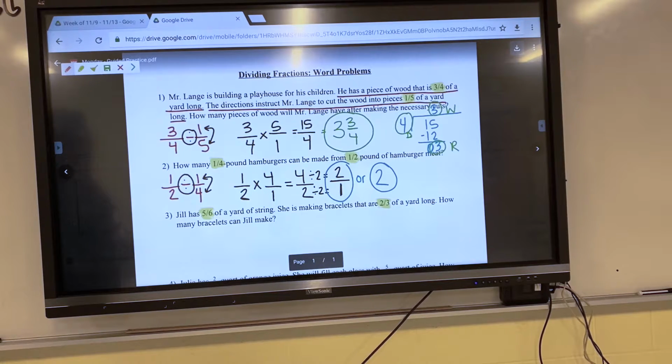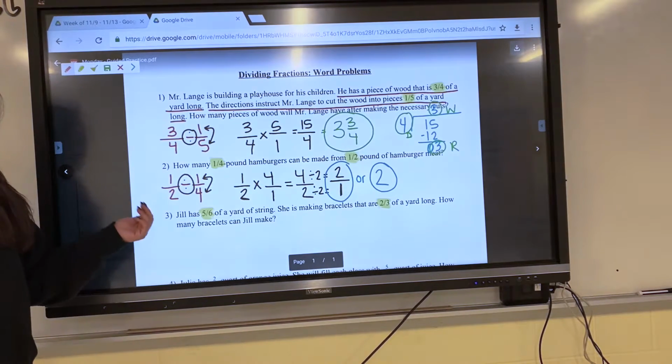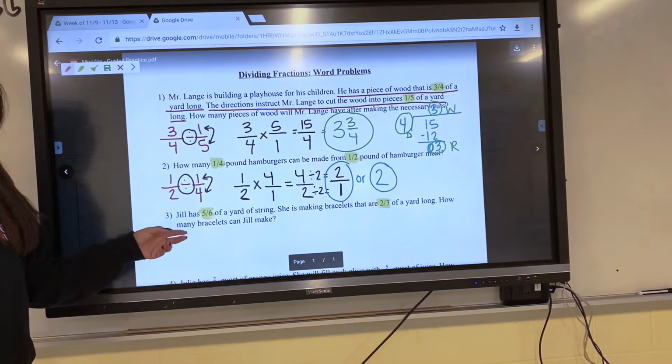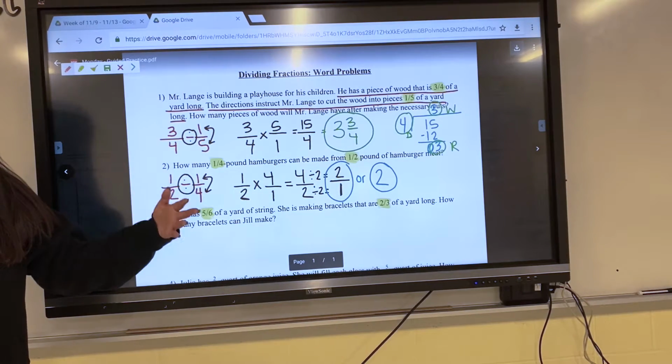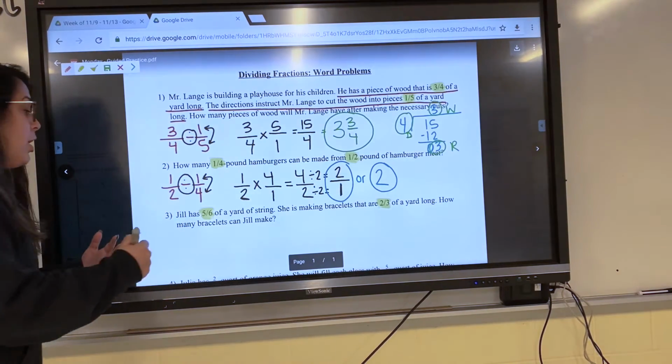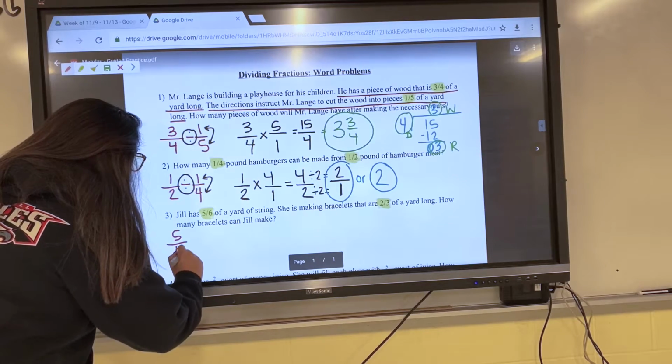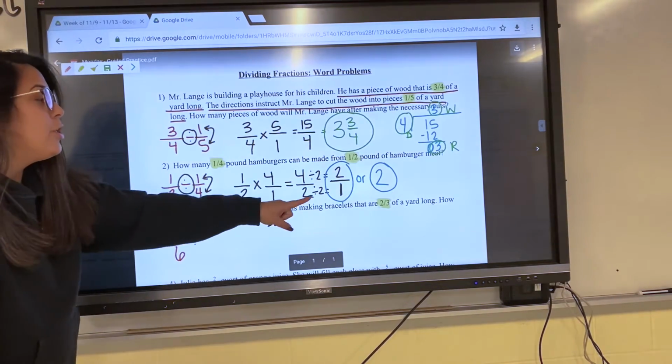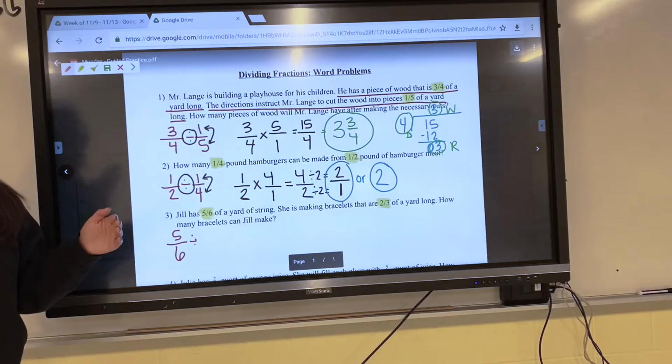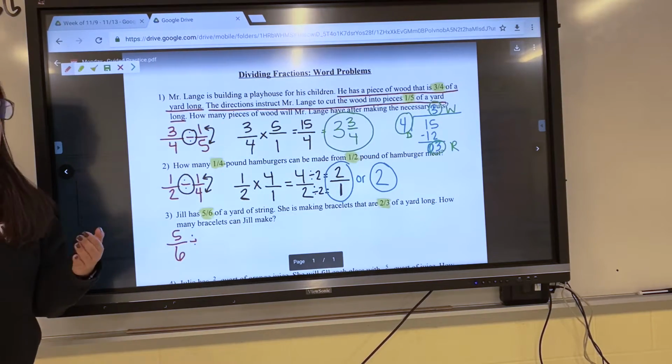So it says that Jill has 5/6 of a yard of string. She is making bracelets that are 2/3 of a yard long. How many bracelets can Jill make? So in this question, 5/6 is the number we're dividing because that's how long the string already is. So we're going to do 5/6 divided by 2/3 because that's how long she's going to make her bracelets.